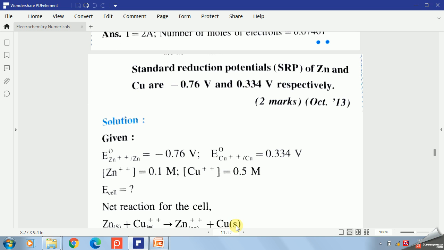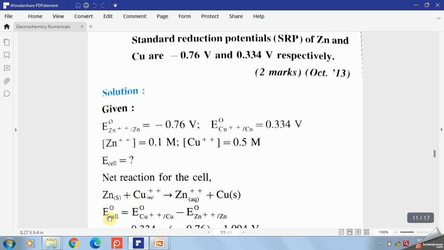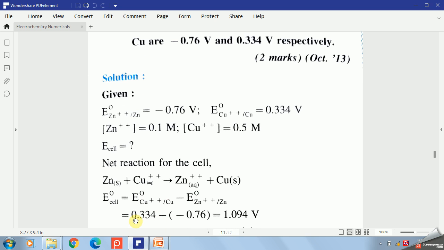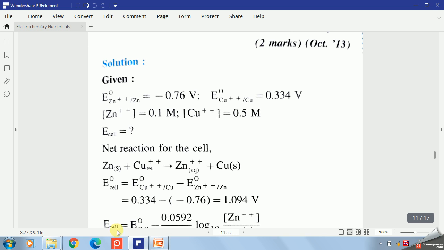If you remember the word LOAN PAINT, then you can easily write that the left hand side is the anode where oxidation takes place, which is the negatively charged electrode. So E0 cell is nothing but cathode reduction potential minus anode reduction potential. So E0 copper electrode minus E0 zinc electrode. So 0.334 minus 0.76, that is 1.094 volt.